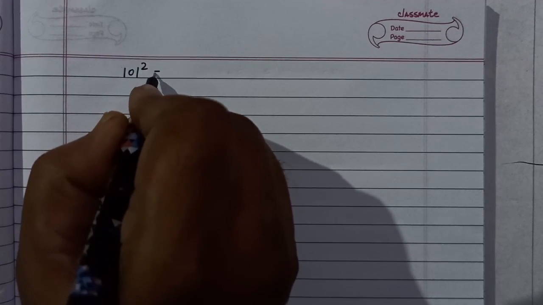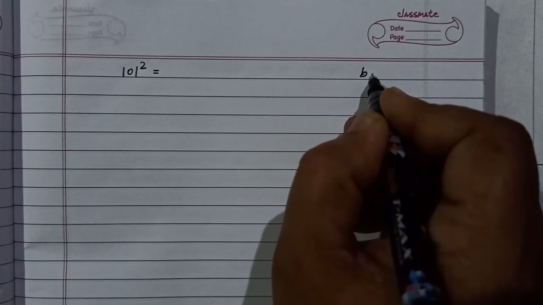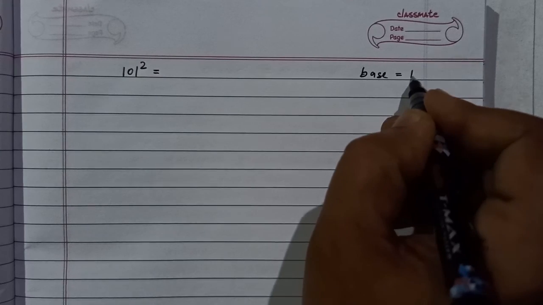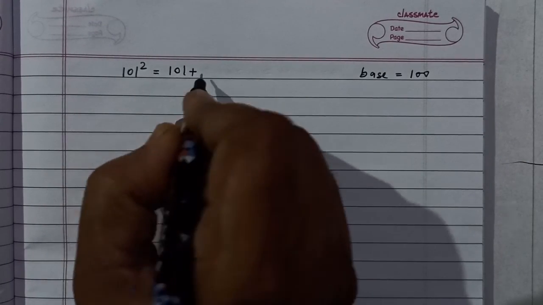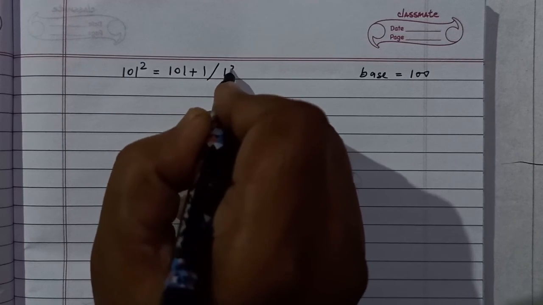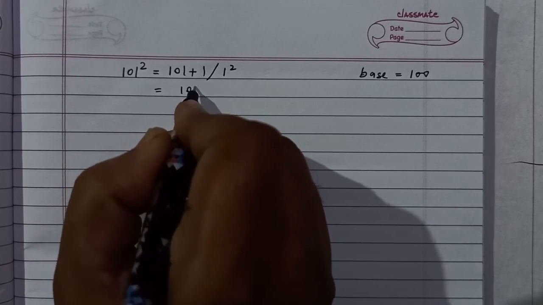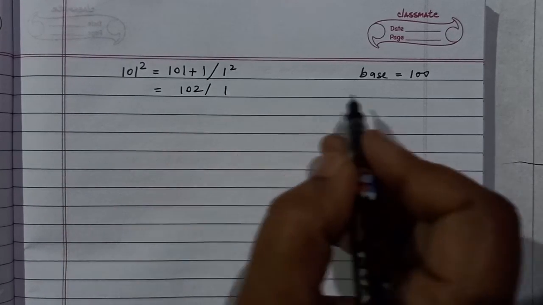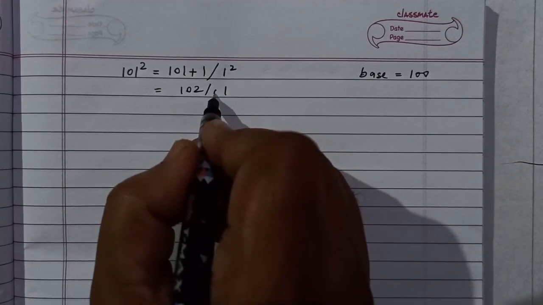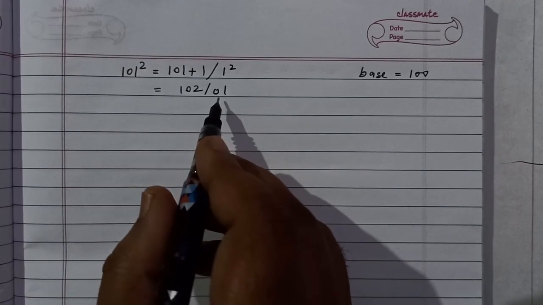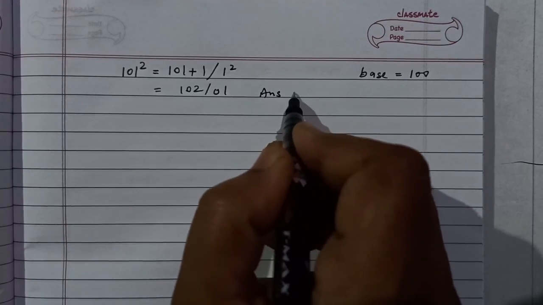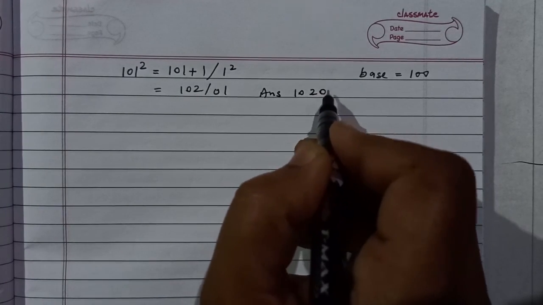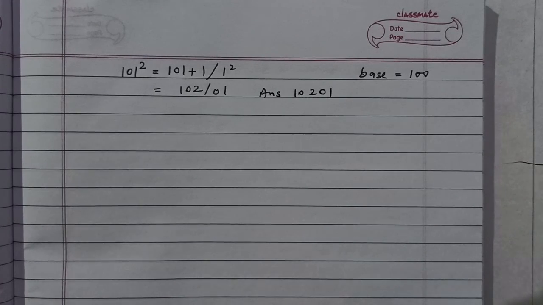101 square. Base 100. Number is 101. Deviation 1, 1 square. 102, 1. Base has 2 zeros, so we put 0 on the left side of 1. Answer is 10,201.